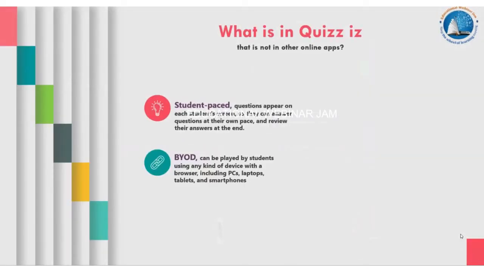So you may ask, what is Quizzes that is not in any other online app? First of all, it is student-based. The questions appear on each student's screen, so they can answer the questions at their own pace and review the answers at the end. If some of you are joining me from the previous webinars, you may remember that Kahoot didn't have that element. Kahoot would only display the questions on the instructor's screen, and the students would just see the answers on their devices. But here, Quizzes gives you that extra edge.